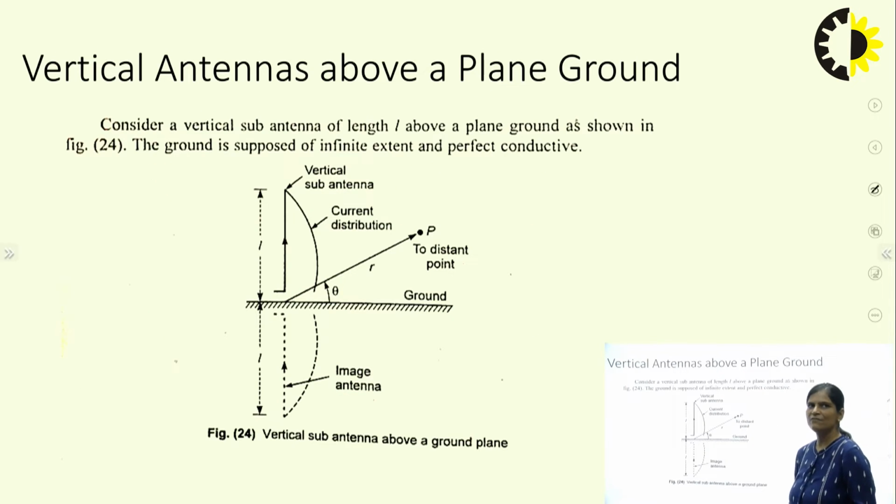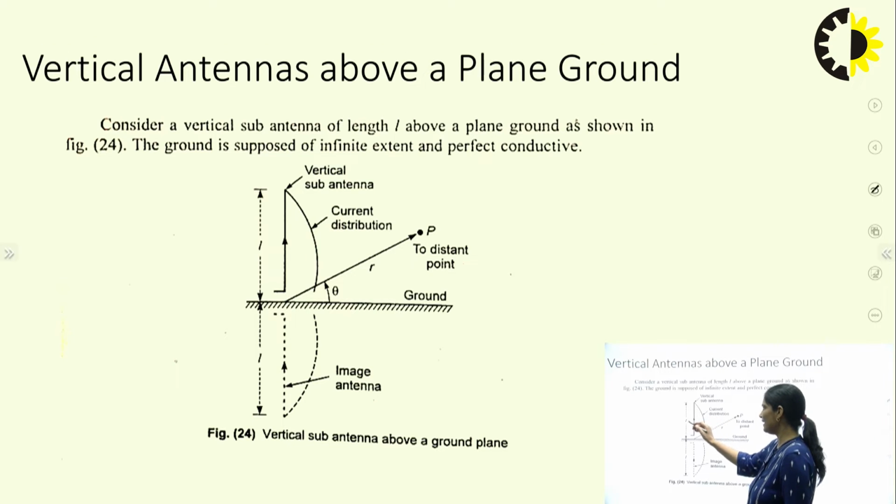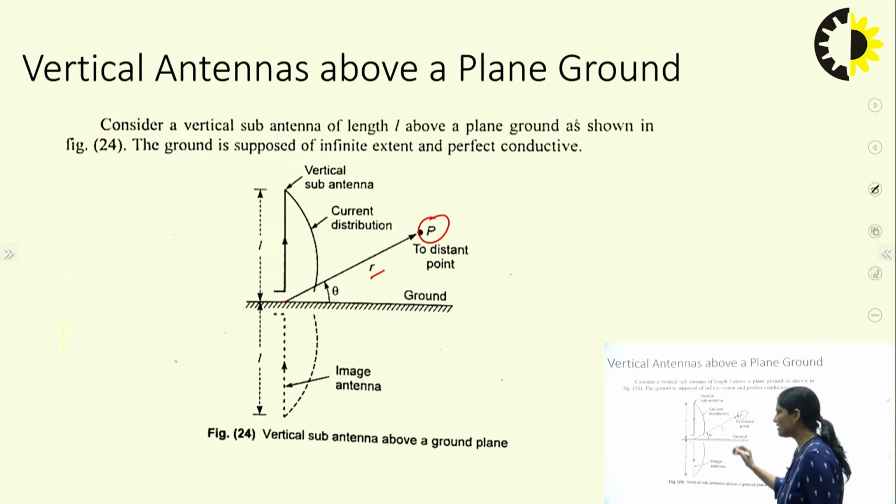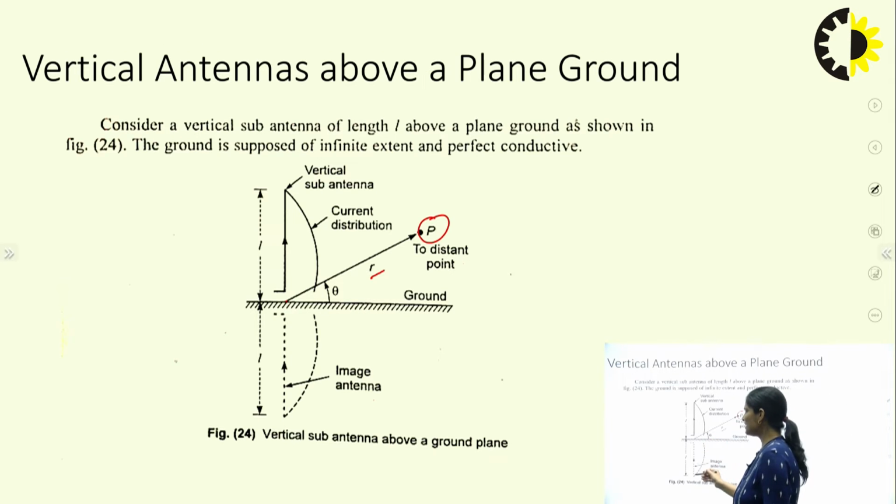Now the next antenna is the vertical antenna above a plane ground. Here you are considering a vertical antenna, and this is your axis. This is your ground. The height of this vertical antenna is represented by L, and this is the point P, a distant point. You have to consider the radius of this point P from the axis, the ground. Your radius distance is represented by R and the angle drawn by this line is represented by theta. Now again you have to take the mirror image of this vertical antenna. The length is the same for this image antenna, represented by L.